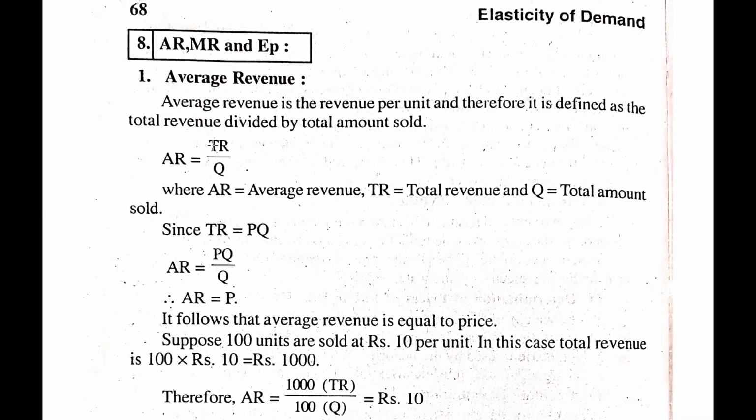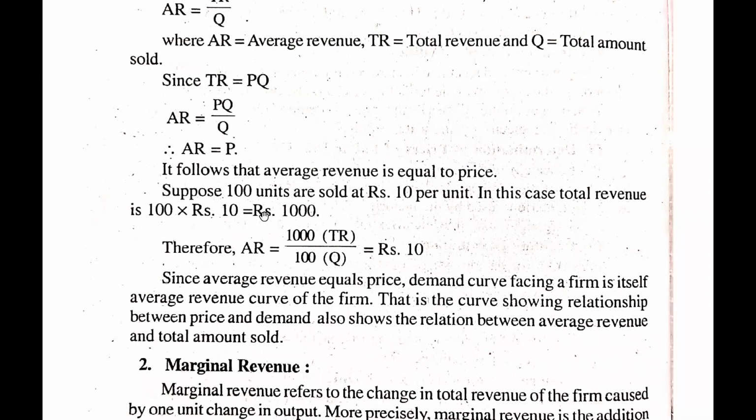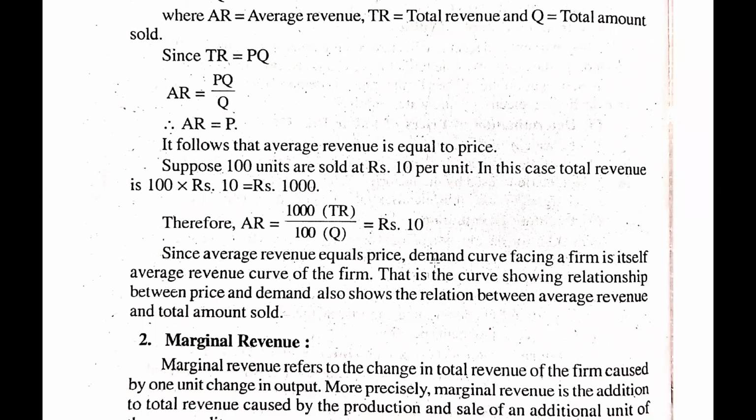So my total revenue is 1000 rupees, and how many units have I sold? 100. So 1000 by 100, I will get 10. And what is 10? 10 was my price. So we can say always and always average revenue is equal to price. Here we have an example: suppose 100 units are sold at rupees 10 per unit. In this case, total revenue is 100 into 10, that will be 1000. Therefore average revenue is equal to TR, that is 1000, divided by quantity 100, which is equal to 10. So 10 was our price. So always and always you will get average revenue is equal to price.